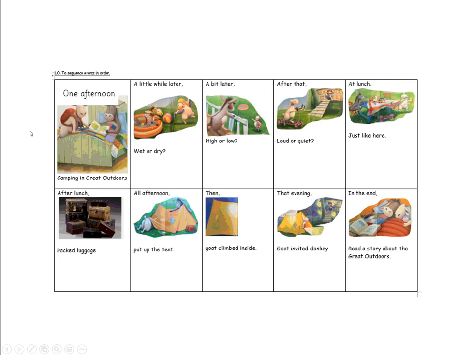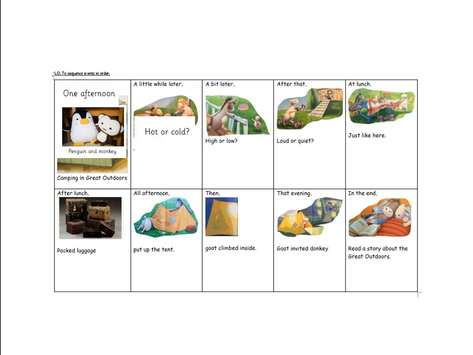So instead of one morning, I'm going with one afternoon. And instead of having goats and donkey, I'm having penguin and monkey. But I'm going to keep camping in the great outdoors, because otherwise we're changing the story too much. So the first question is, a little while later, and we're keeping that time opener, one of the animals asks the other, hot or cold? A little bit later, far or near? And I think you've got the idea now.